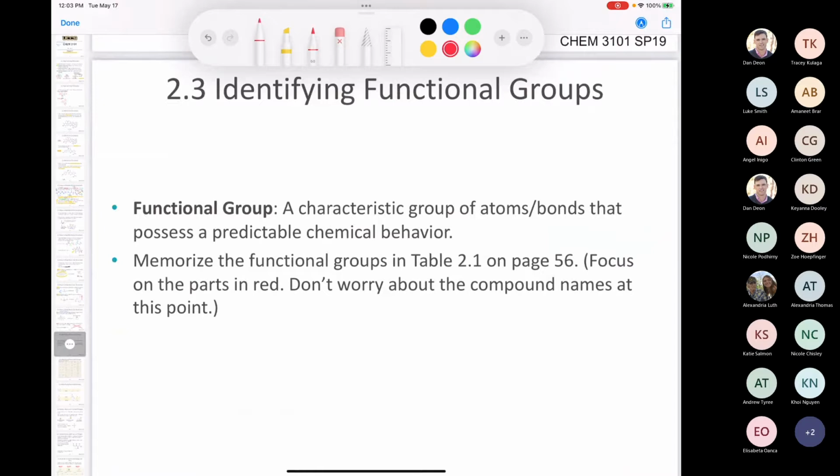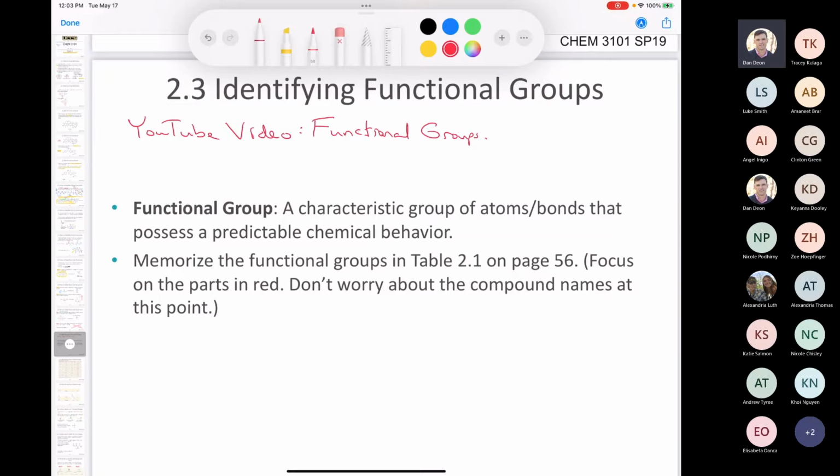Well, now that we've got bond line structures down, let's move on to identifying functional groups. Again, I have a YouTube video where I cover all the functional groups. And I posted an announcement about that this morning, so you can find that on my YouTube channel.